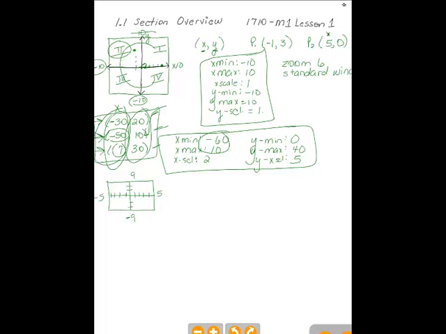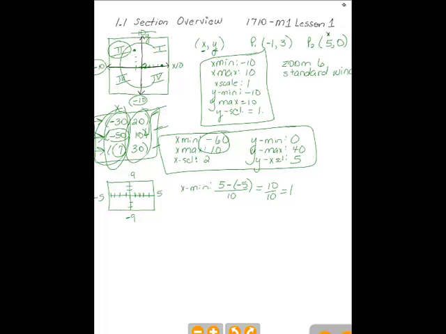To find the x scale, there's a formula that says x max, which is 5, minus x min, which is -5, divided by the number of tick marks. So if you notice, there's 1, 2, 3, 4, 5, 6, there's 10 tick marks. 5 plus 5, I get 10 divided by 10 equals 1.